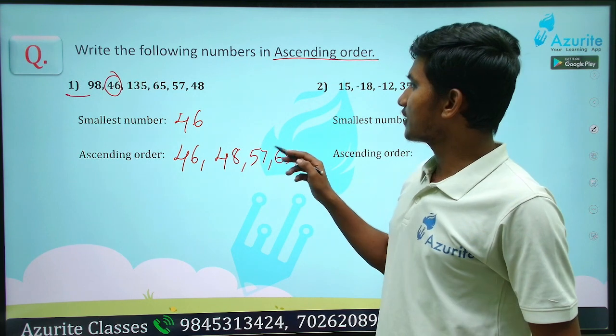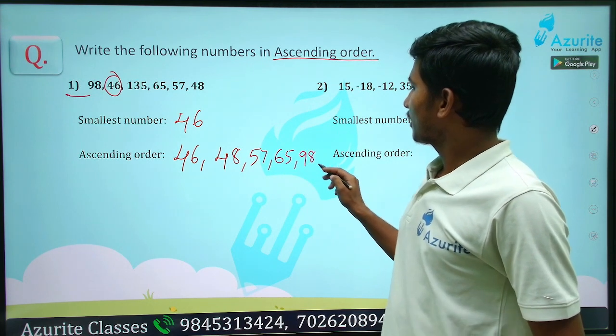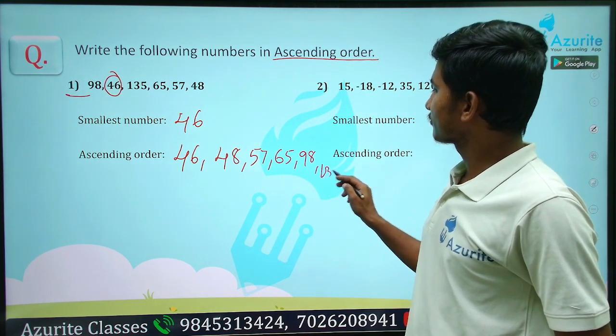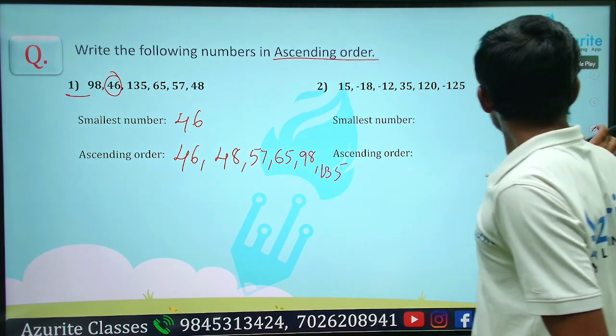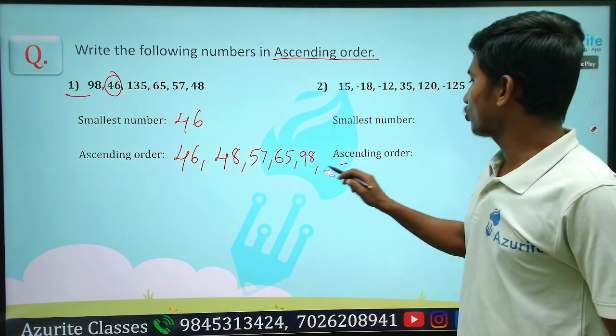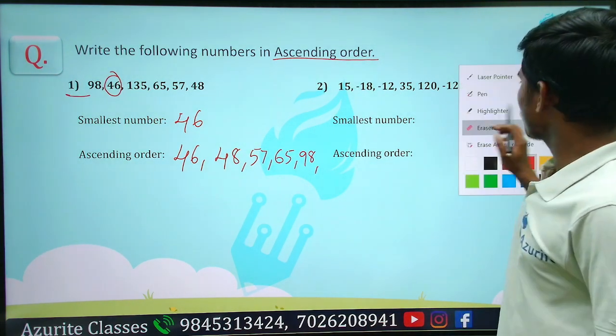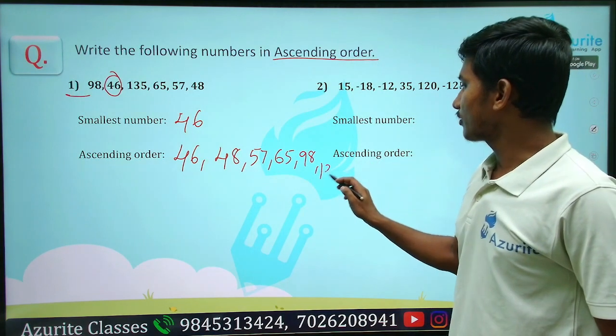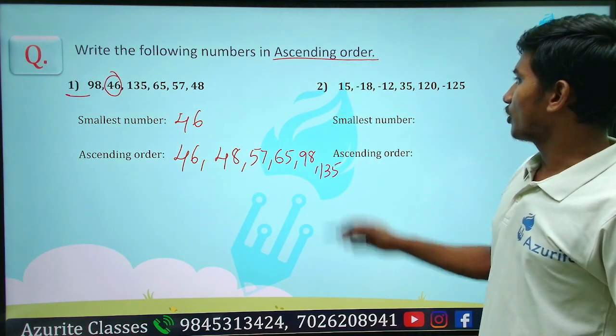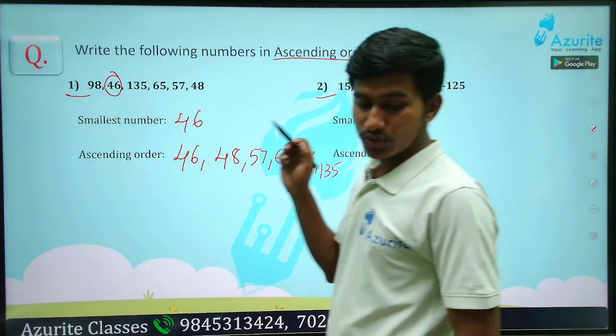And then after that is 90, 98, and then after that is 135, right? So 135. So the answer will be this, right? So that is the ascending order. Okay, got it? Good.